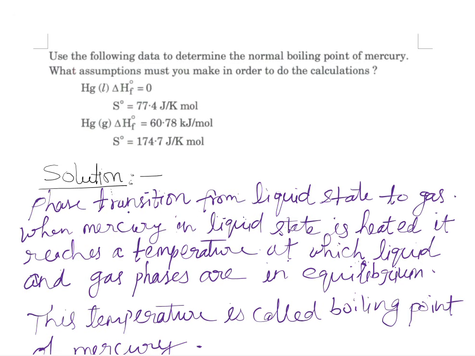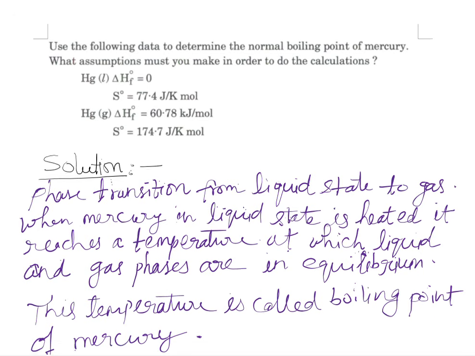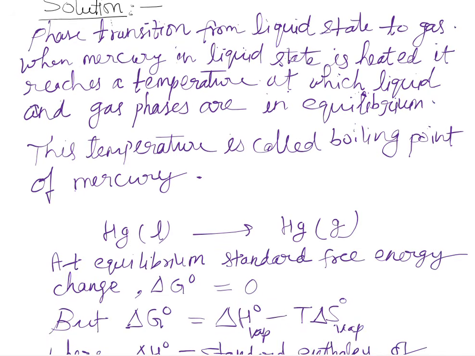So there is the solution. In the solution, it is shown that phase transition of mercury occurs from liquid state to the gaseous state. When mercury in liquid state is heated, it reaches a temperature at which the liquid and gas phases are in equilibrium. The corresponding temperature at which the equilibrium is attained is called the boiling point of mercury. So the phase changes like this: mercury in liquid state to mercury in gaseous state.